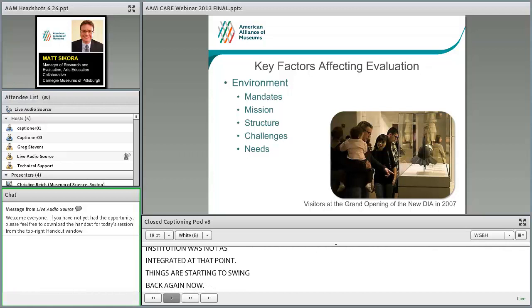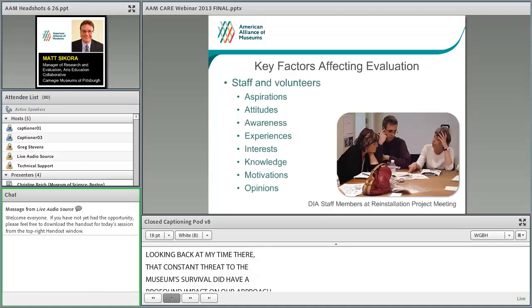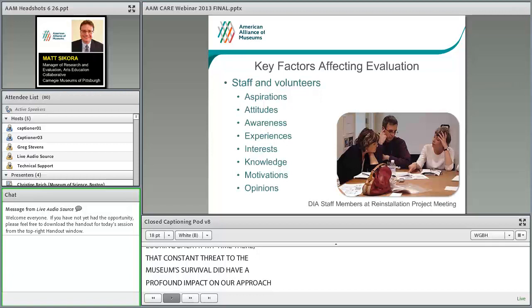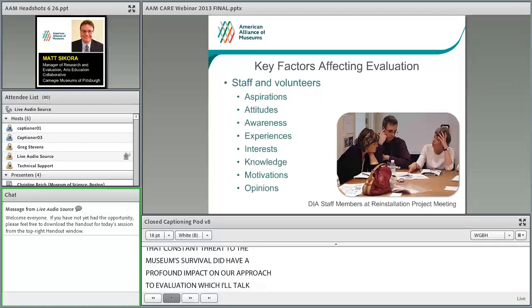And in terms of challenges and needs, the Detroit Institute of Arts, after the reinstallation project, went through a pretty traumatic financial situation. In 2008, the museum reduced its staff by 20% and began to pursue a regional millage vote, which became the new focus. And looking back at my time there, that constant threat to the museum's survival really did have a profound impact on our approach to evaluation, which I'll talk about in a little bit.